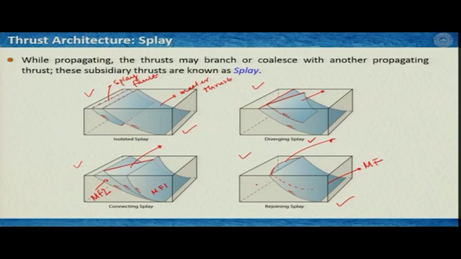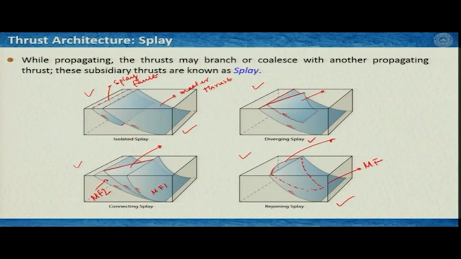So, it rejoins the master fault, and therefore, maybe it can look like this. So, these are the branch lines from the master fault to the subsidiary fault inside this fault, and this is known as rejoining splay faults. Now, this is one kind of architecture that the thrusts during their propagation can form.